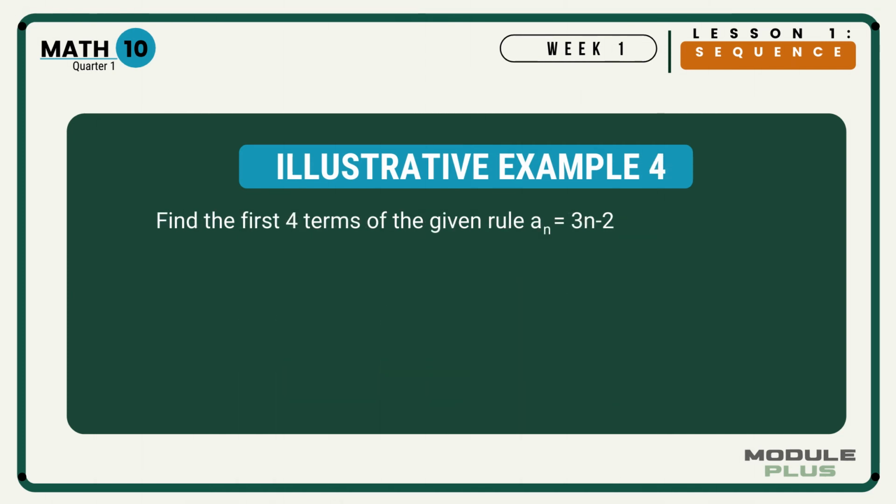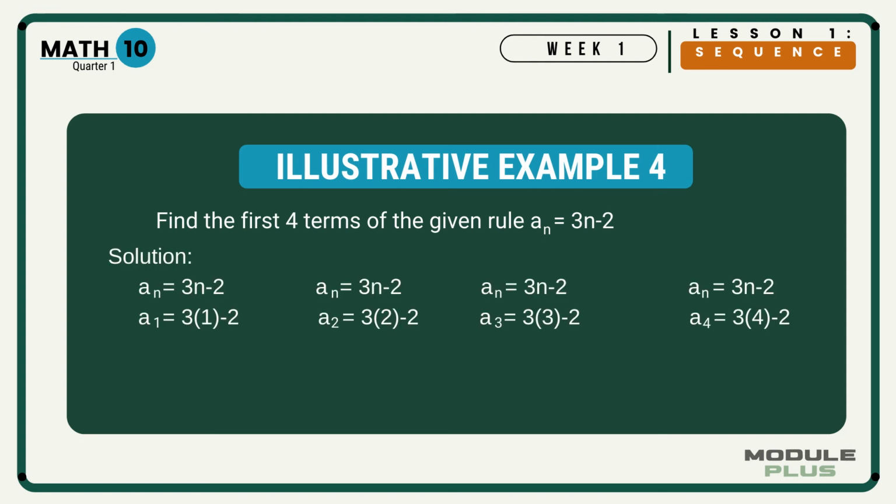For this example, you have to find the first four terms of the given rule a_n equals 3n minus 2. If you are given a rule, you just have to substitute the n by the number of the term. For the first term, you just have to substitute the n by 1. So you'll get 3 times 1 minus 2. You just need to do the same for the second term, third term, and also the fourth term.